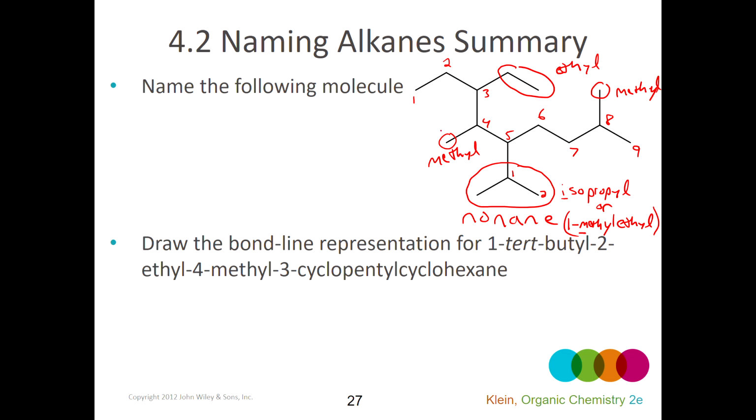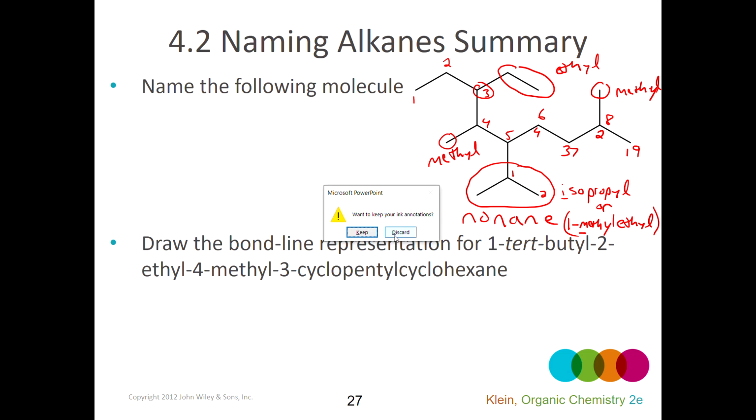So now I've identified my parent chain. Did I number it correctly? So I might number it initially just to find the longest parent chain I can find. But I always want to check to make sure it's numbered from the right side. If I number it as I have, 1, 2, 3, I don't find the first substituent until carbon 3. If I number from the opposite end, 1, 2, 3, 4, etc., well then my first substituent appears on carbon 2. So actually that's the preferred way to number that.